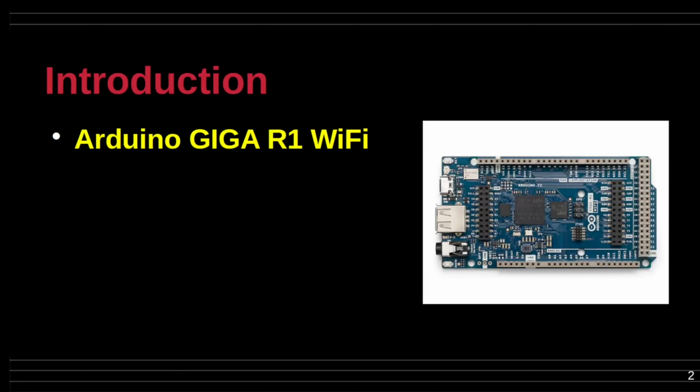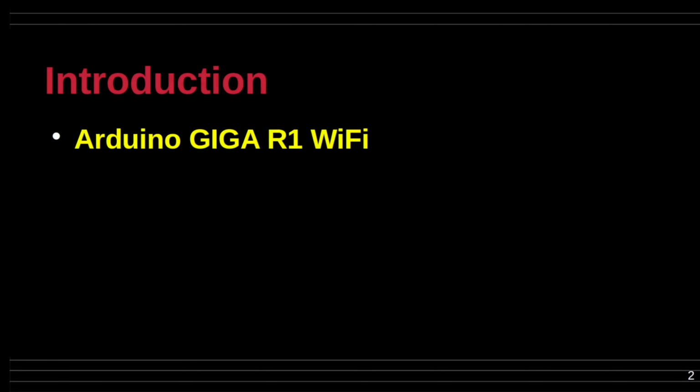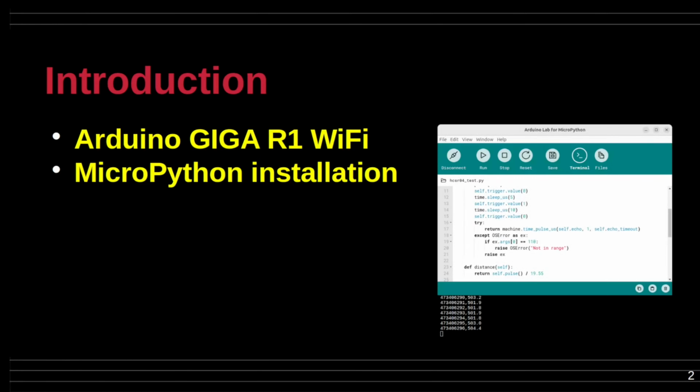The Arduino GIGA R1 WiFi board is a powerful, feature-packed microcomputer with a large amount of general-purpose input-output GPIO pins and dedicated connectors. The board will run MicroPython scripts if it has been flashed with the corresponding interpreter. This presentation examines the installation of the interpreter using a utility application from Arduino Lab.